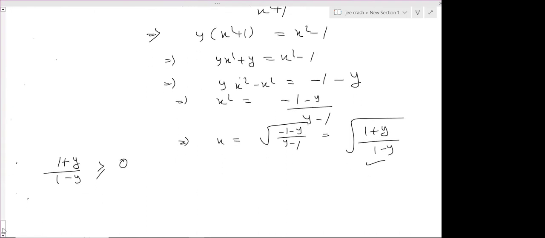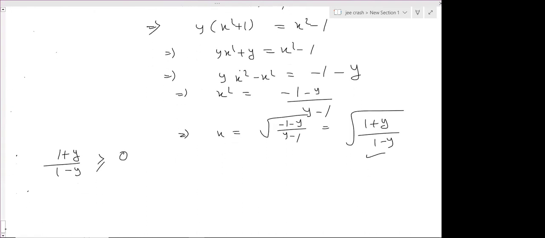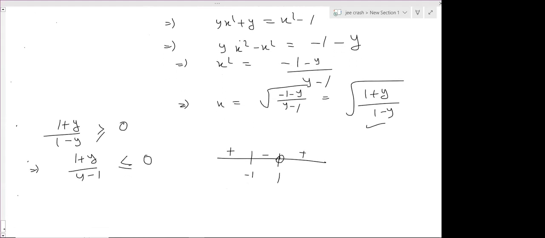Everybody knows the wavy curve method. So first make the coefficient positive, less than or equal to 0. Two factors, -1 and 1, plus minus plus. But y cannot be 1, so open hole in that. So what is the range of y? We get y belongs to -1 to 1, closed bracket at -1 and open bracket at 1. Is it clear, everyone?